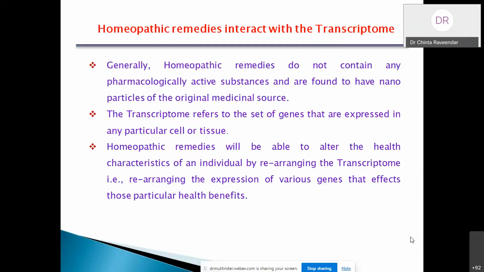Next. So now, a little bit about the clinical application of these things. Generally, homeopathic remedies do not contain any pharmacologically active substance, though nanoparticles are there and are found to have nanoparticles of the original medicinal source. The transcriptome, which I have already shown, refers to the set of genes that are expressed in any particular cell or tissue at a particular time. So our behavior, our disease characters are nothing but the expression of a set of genes, that is nothing but a transcriptome. So homeopathic remedies will be able to alter the health characteristics of an individual by rearranging the transcriptome, that is rearranging the expression of various genes that affect those particular health benefits. Next.